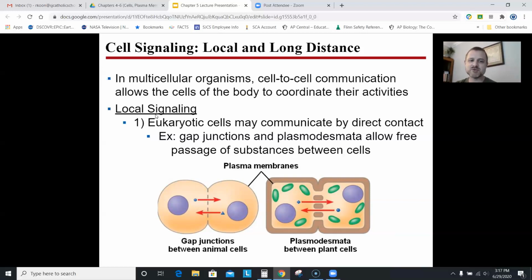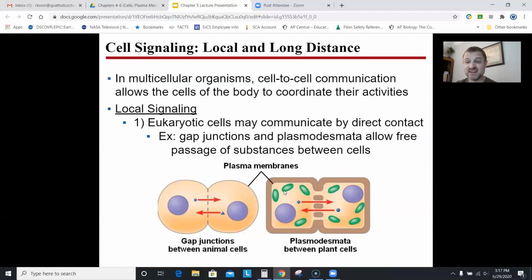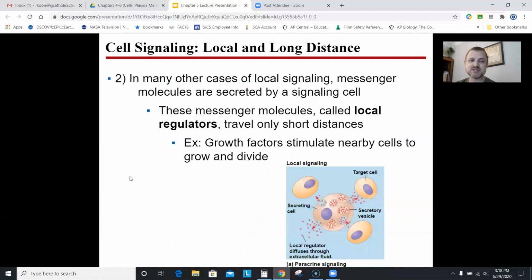This diagram shows what's called local signaling. It could be something as simple as a plant cell here with plasmodesmata, and things can go between the plant cells. If things can go between the cytoplasms, then the cell can, in essence, communicate. Animal cells have gap junctions, which can do the same thing.